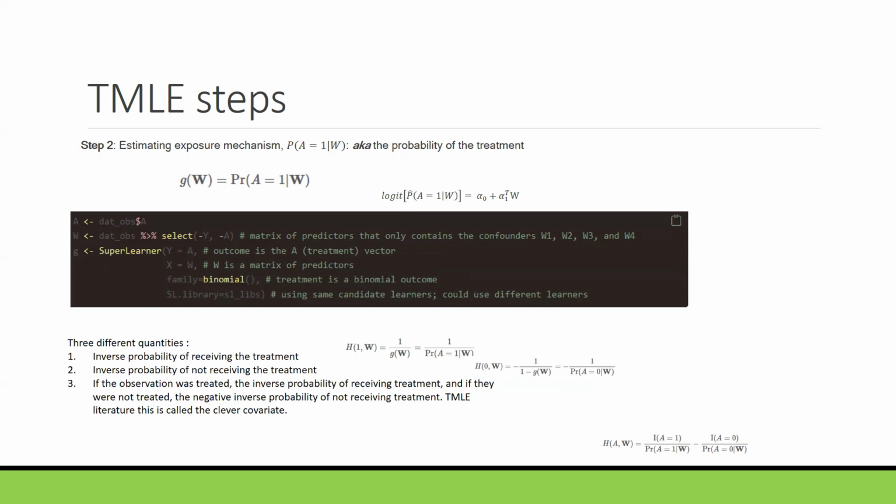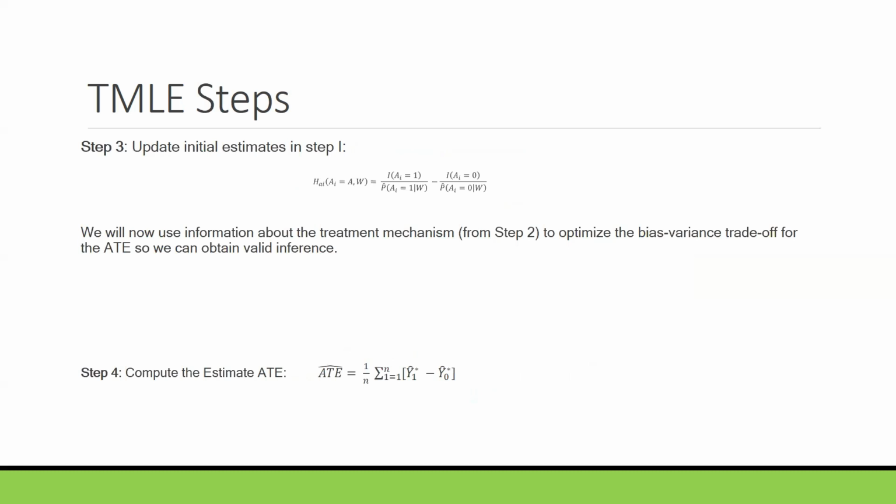Okay, and similarly, you pass through a similar scenario. Had they received the treatment? Had everybody not received the treatment? If the observation was treated, the inverse probability of treatment, and if they were not treated, the negative inverse probability of not receiving the treatment. We choose the difference between the two, and choose some very important clever covariates. They call it clever covariates. Using these clever covariates, they estimate some influence curve or influence factor. Okay, and then based on this second step, you update your initial estimate.